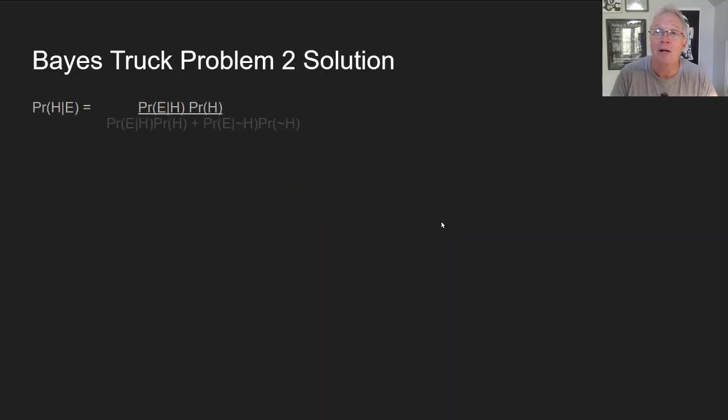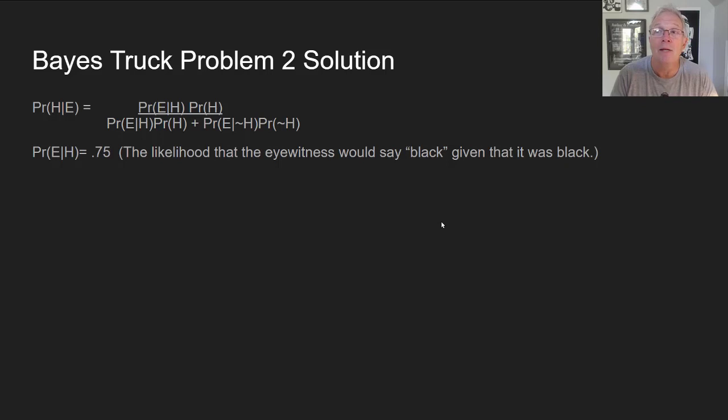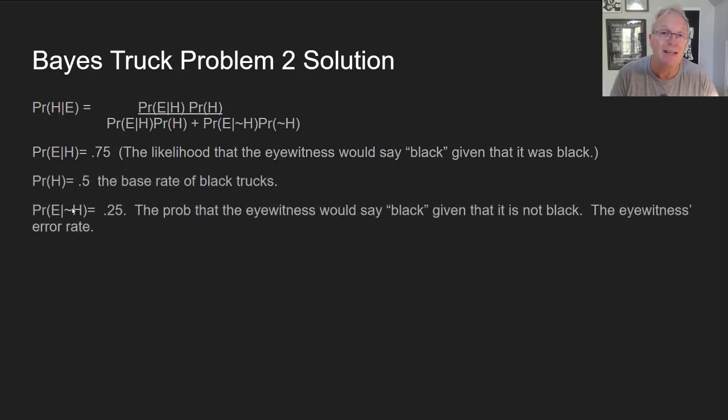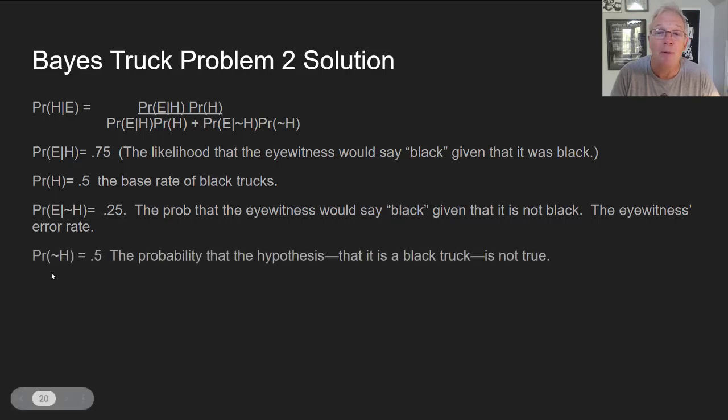And here's what it comes out to be. So now the eyewitness is still 75% reliable. The base rate of black trucks is 0.5. The eyewitness gets it wrong, or has a false positive, of 0.25, just like before. So the eyewitness makes a mistake in 1 out of 4 cases. And the probability that it's a blue truck, or a not black truck, is still 50-50, 1 minus the base rate.